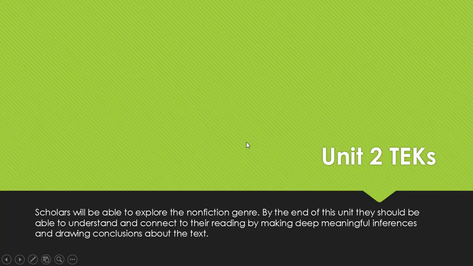The Unit 2 TEKS. So by the end of this unit, we want our scholars to be able to understand and connect to their reading by making deep and meaningful inferences and drawing conclusions about text. We want them to be able to explore the nonfiction genre.